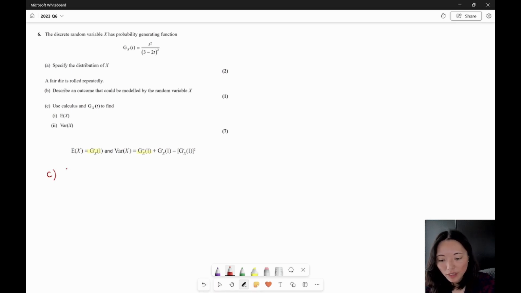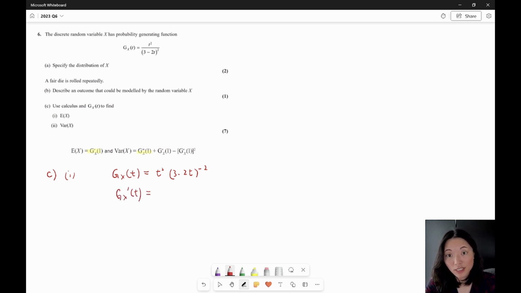I'm going to say part C1. So we know the expression for expectation of X. But let's just start with the probability generating function of X. I'm going to write this in this format so it's easier for me to do the differentiation. So that's the probability generating function. Let's differentiate with respect to t. Make sure that t is a dummy variable.